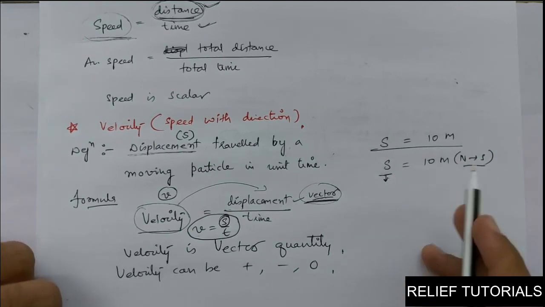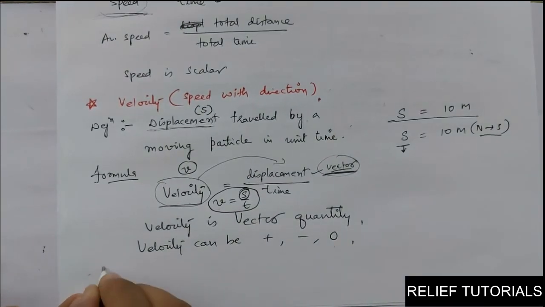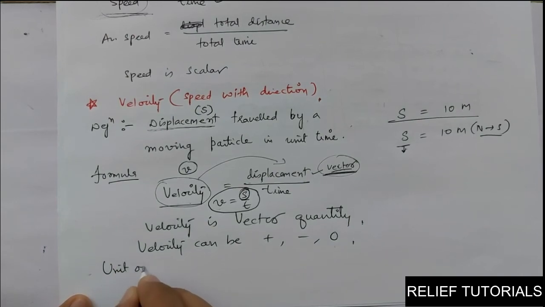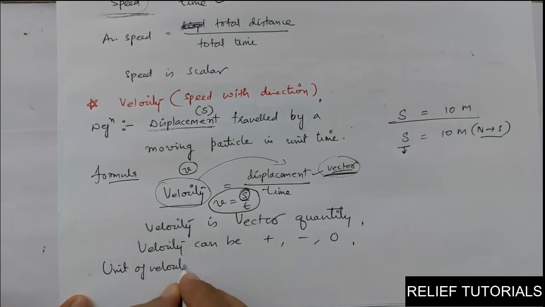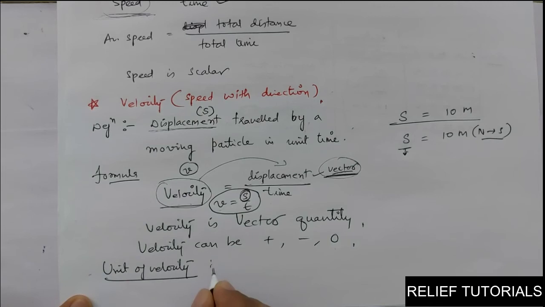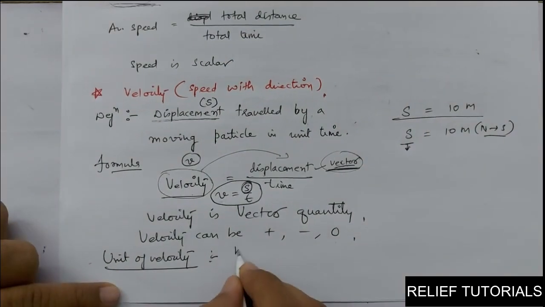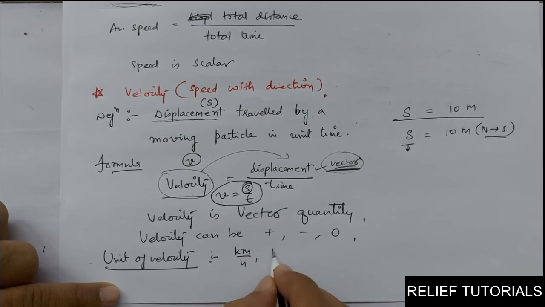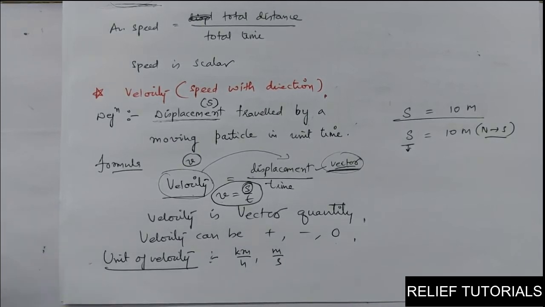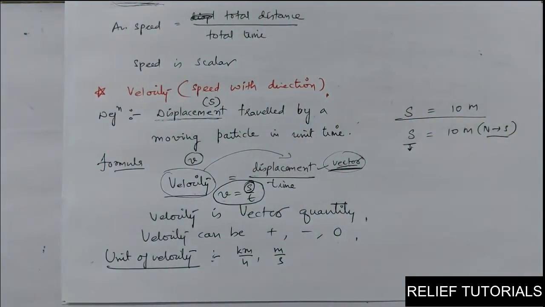Both are measured in the same unit. So in which terms will velocity be measured? The terms are the same as speed: kilometer per hour or meter per second. Units are the same. The only difference is that velocity depends on displacement and speed depends on distance.